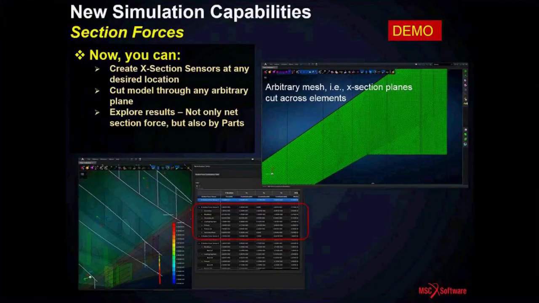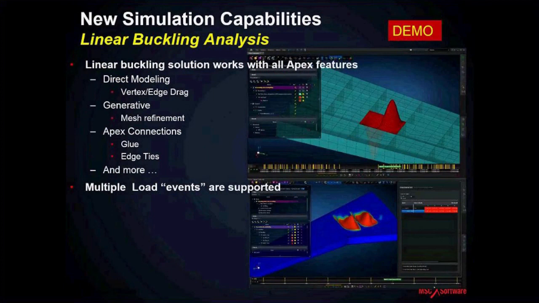Let's go to the next feature of Grizzly. In Grizzly, we are introducing what is called the linear buckling analysis. And setting up a linear buckling analysis in Grizzly is as simple as setting the context in the model. It could be a component, it could be an assembly, or it could be an entire model. And all the capabilities of Apex, such as direct modeling, generative behavior, and connectors for assembly, continue to work the way they do even in linear buckling simulation.